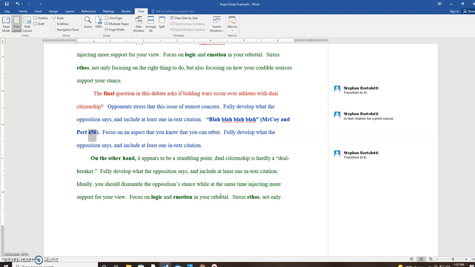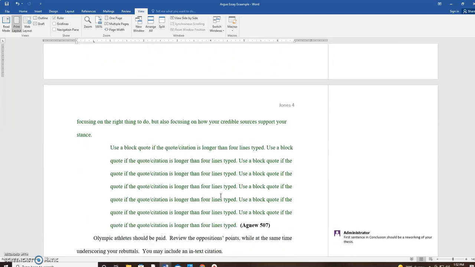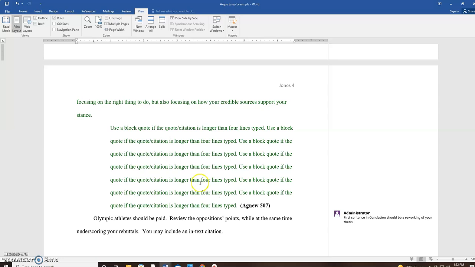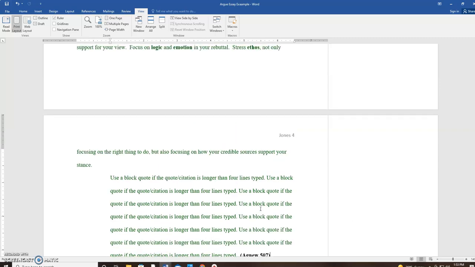Okay, moving on down here. This is an example of a block quote. The MLA says, whenever you have a direct quote that is longer than 4 lines typed, you tab the quote over 2 times. Don't use quotation marks. And the citation goes here. Notice the punctuation mark. The period goes there. That's the only time that the period in an MLA citation does not go after the parentheses. Okay, moving on back up.